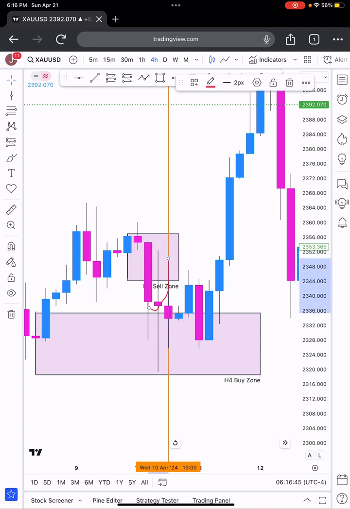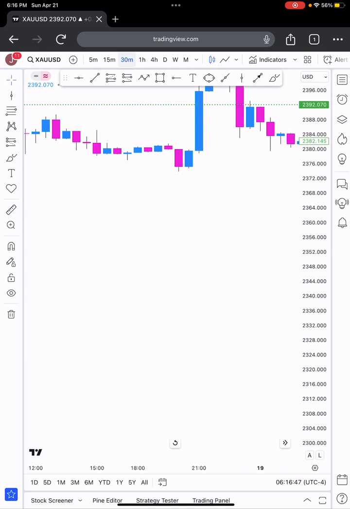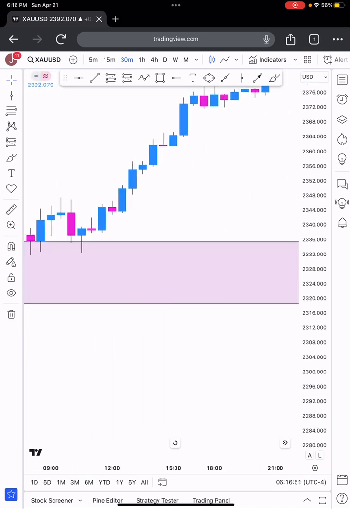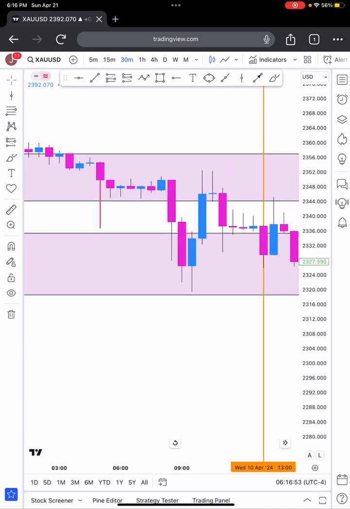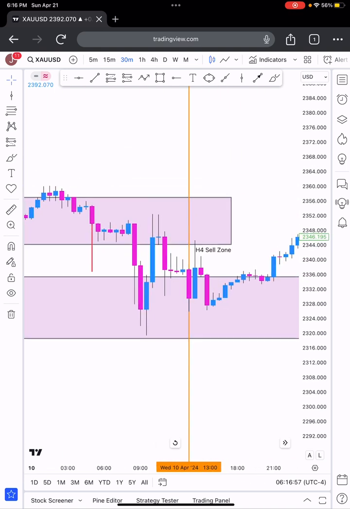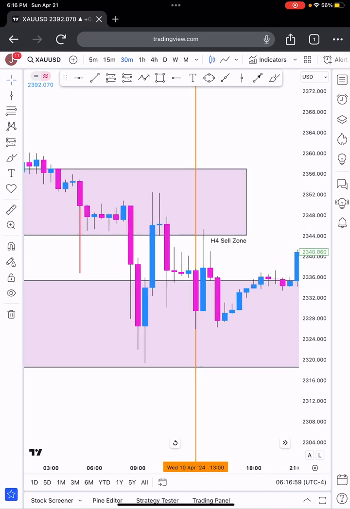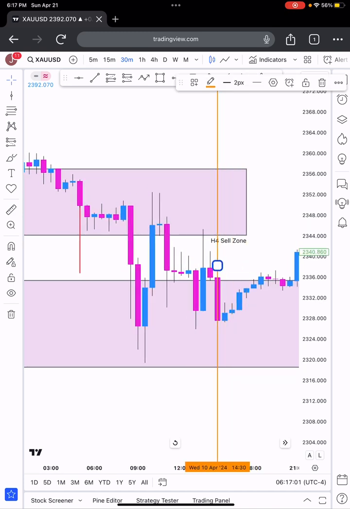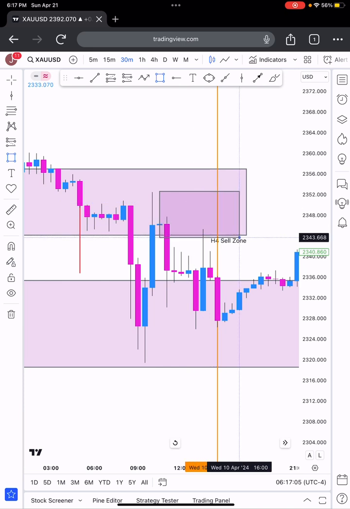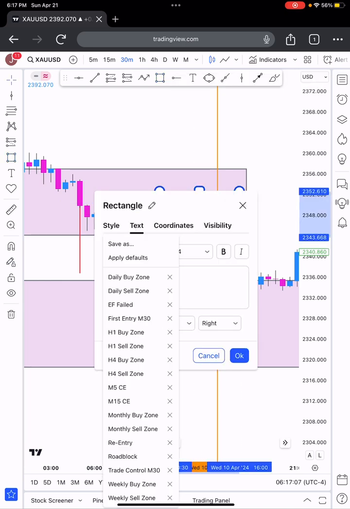You always need to find the trade control. So let's see if I can find it. Okay. So yeah, price broke out and came back. Yep, we got the trade control, perfect. So here's the trade control. That's why price continued to go down. So we have the trade control.